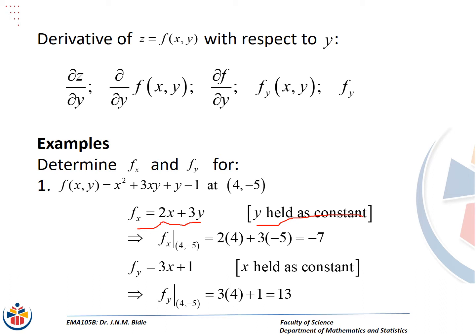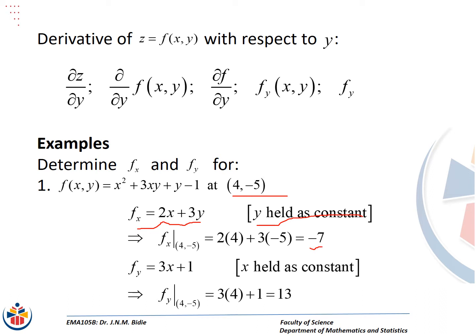So we've got our derivative of f with respect to x as 2x plus 3y. And then, because we've been given a point where we ought to evaluate our derivative, we substitute for the values of x and y. X is 4 and y is negative 5. Please check whether your answer will also be negative 7.